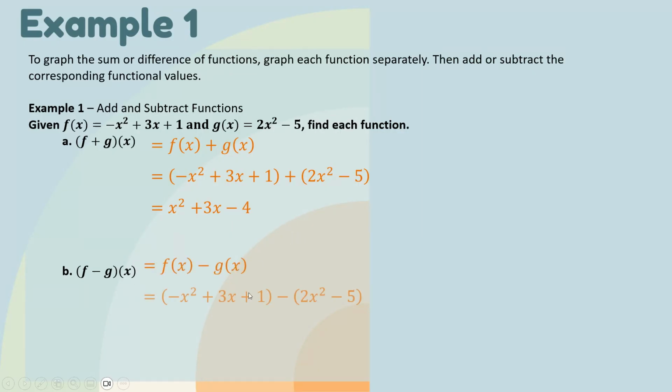To subtract, we want to distribute the subtraction sign, so everything after the subtraction sign in parentheses becomes the opposite sign, and then we'll follow our rules of addition. So negative x squared plus negative 2x squared would be negative 3x squared. Bring down our 3x, 1 plus 5 gives us 6. So you want to make sure you distribute the negative.